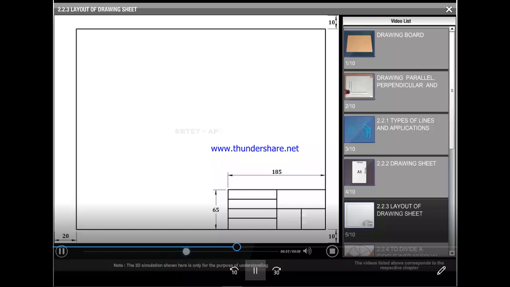It should contain information like name, roll number, section, college, title of the drawing, exercise number, date, scale, checked by. At the top of the title block, a sentence, all dimensions are in mm.